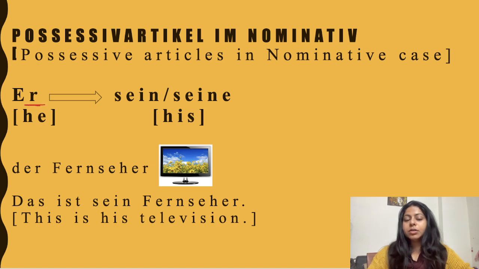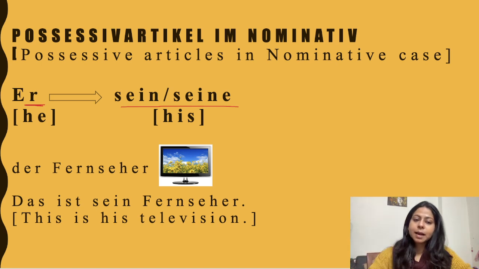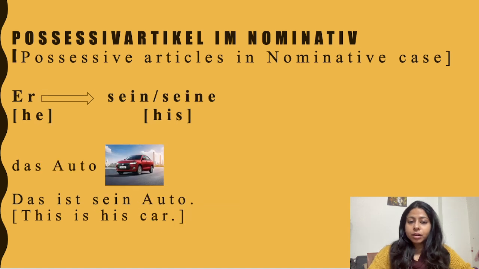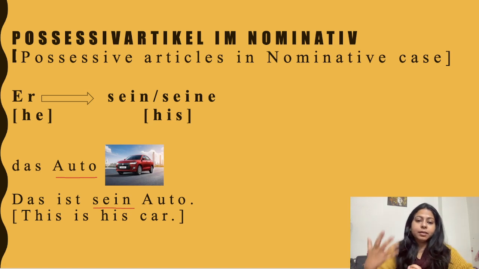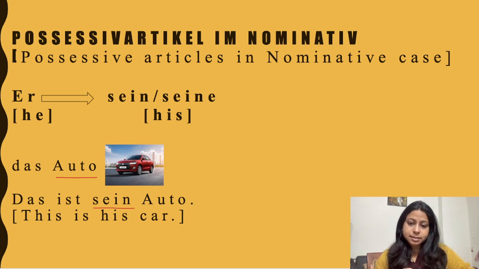For er, we use the possessive pronoun sein. Now, again, I have taken the same example, der Fernseher, which is masculine. So, "Das ist sein Fernseher." This is his television. For neutrum, for Auto, that is das Auto, "Das ist sein Auto." So, here for masculine and neutrum, we are again, like mein, dein, using sein. This is his car, because the possessive pronoun shows the possession, the belonging of something.